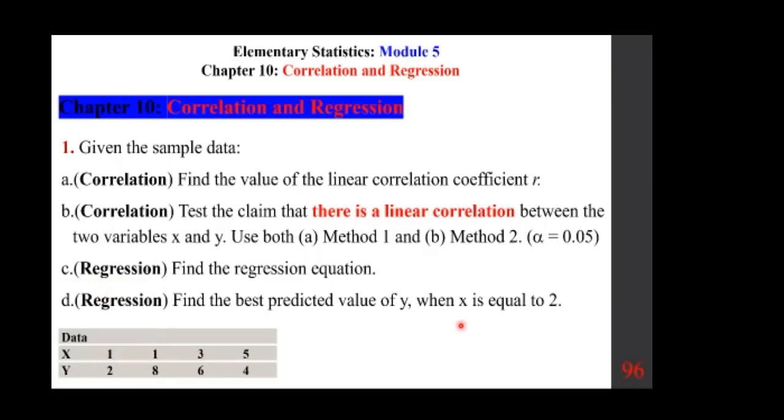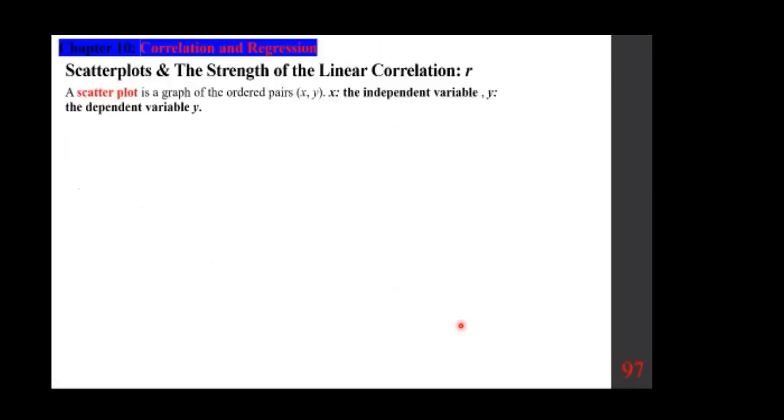So we are looking at correlation, and let's look at a couple of things. The first thing is a scatter plot and strength of the linear correlation. Just to remind you, a scatter plot is a graph of the ordered pairs X and Y. X is the independent variable, Y is the dependent variable, just what we learned in elementary algebra. As we look at this case, what do we notice?